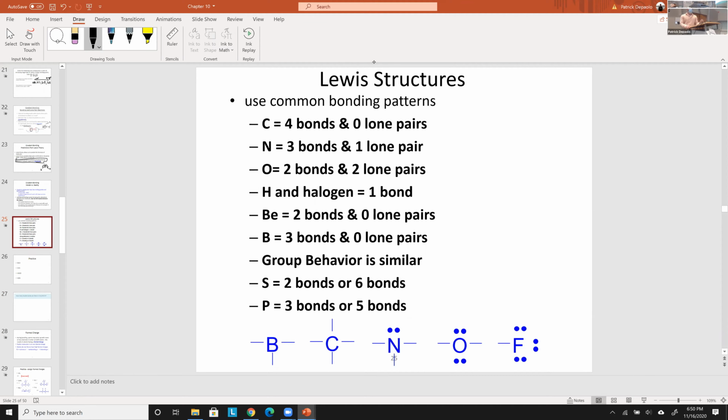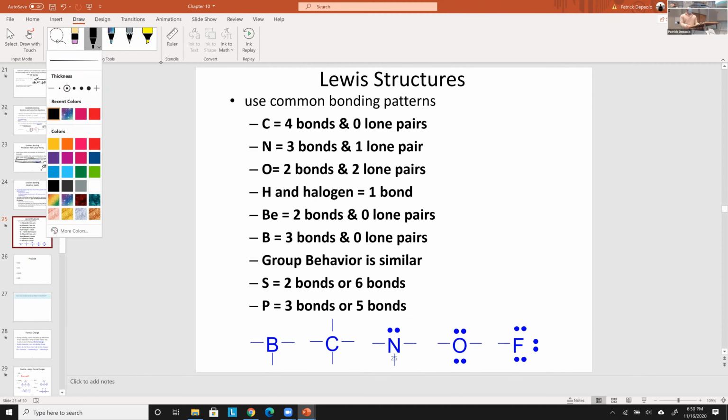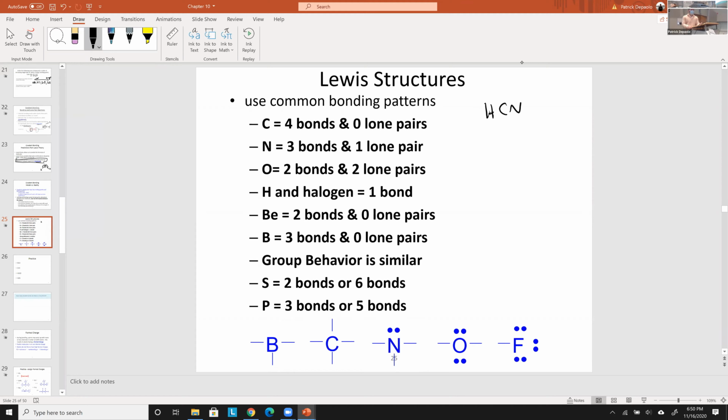So Lewis structures, here is the way it generally works. These are almost dead set rules. Carbon, always 4 bonds, never has any lone pairs. If it does, it's messed up. So it's always going to look like this, 4 bonds. But they may not be all single bonds. For something like, we'll do an example, HCN.